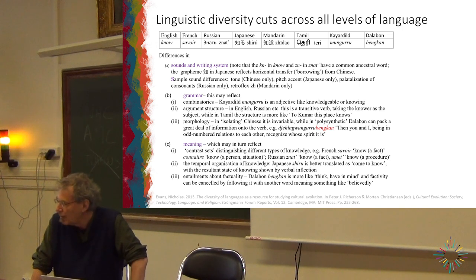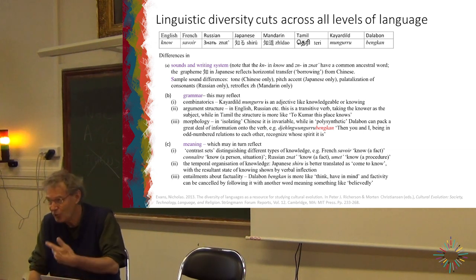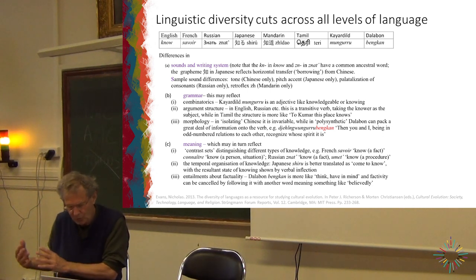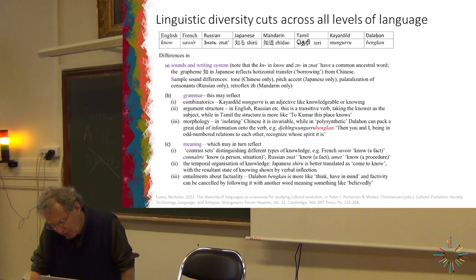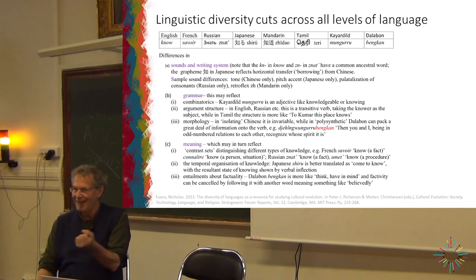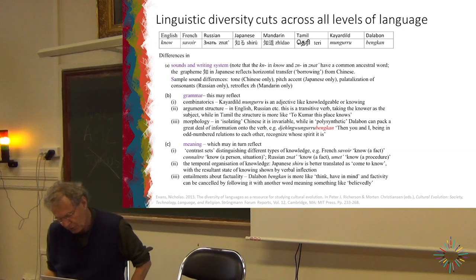And then in Russian, as well as znat, you've got umet, which doesn't correspond to connaître either. It's more like to know how to, so procedural knowledge. So you've got sort of knowing facts, knowing people or situations, knowing how to. Why assume those are the same thing? English does, puts them all together, but not all languages do that. And that also raises a question if we want to say, well, what's the real know? Is there such a thing? Or are these cuts different from language to language?